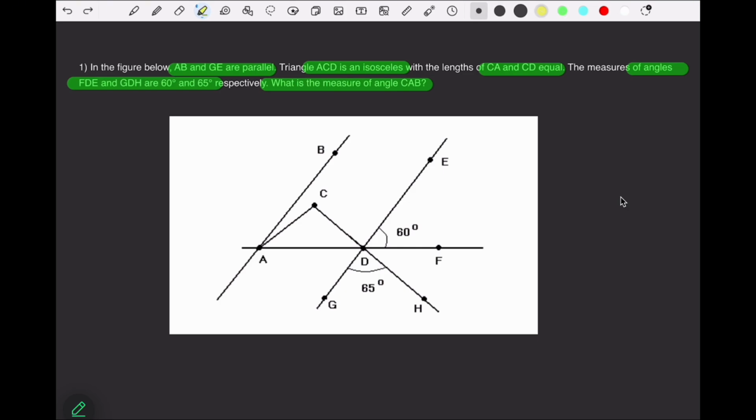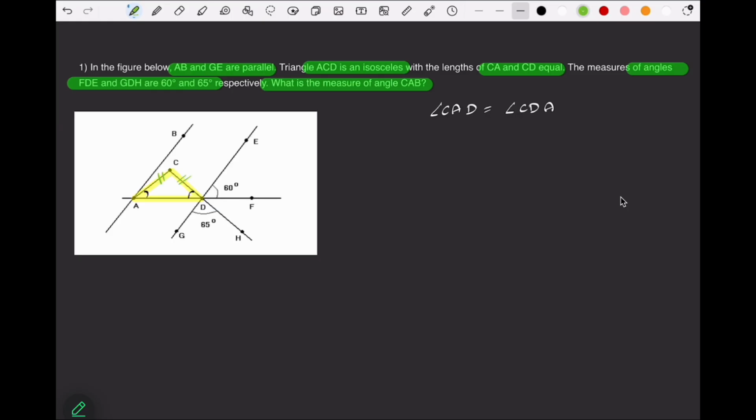Let's find the solution. It was given triangle CAD is an isosceles triangle, right? And CA and CD are equal. CA is equal to CD. As these two sides are equal, then angle CAD and angle CDA are also equal, as the angles opposite to the equal sides in the isosceles triangle are equal.